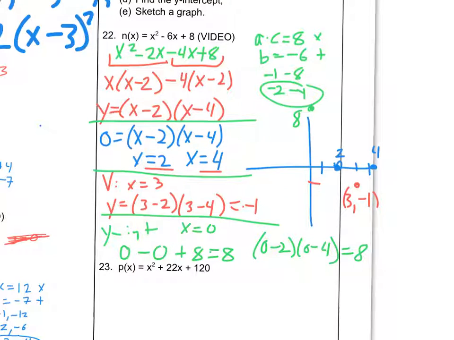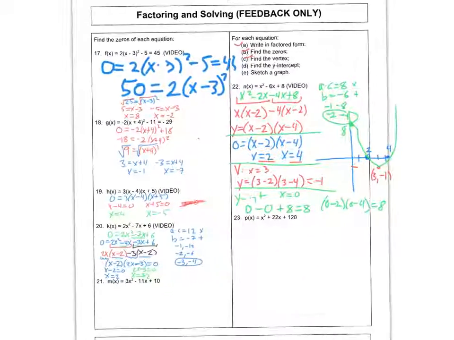So there's my y-intercept. The last thing I need to do is sketch a graph, going through the points that we hit. Hopefully your graph doesn't get all bendy like that. That's it. That's all we got for today's spiral review.